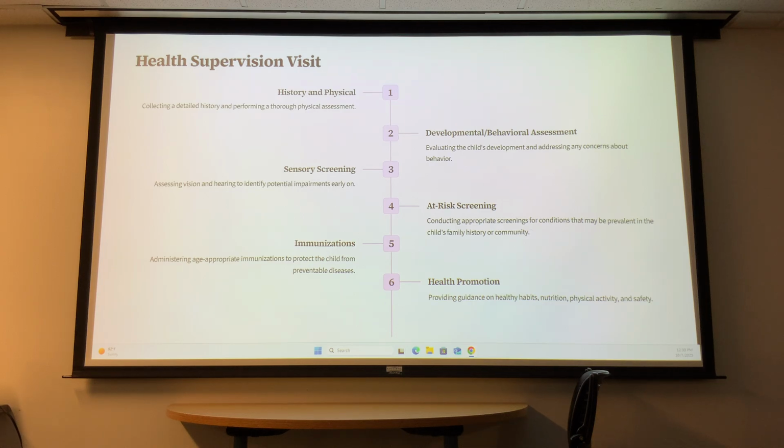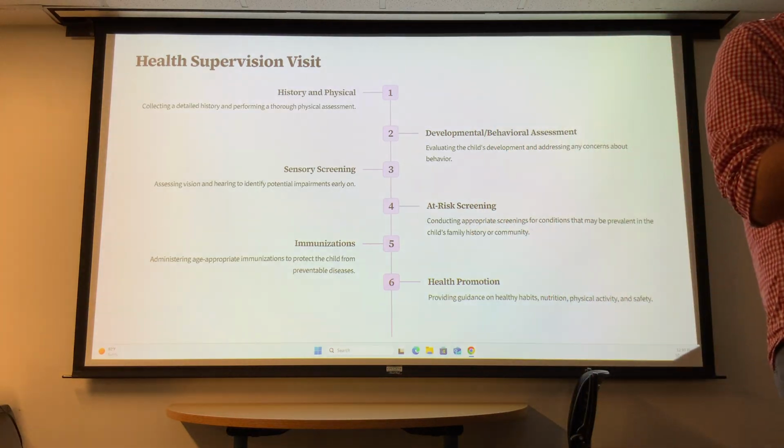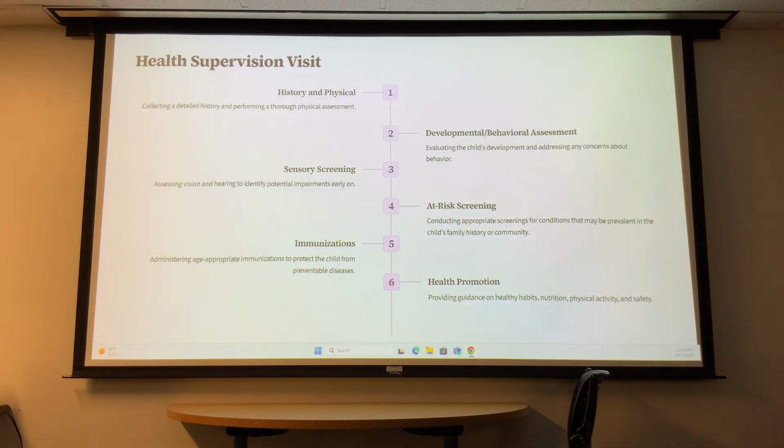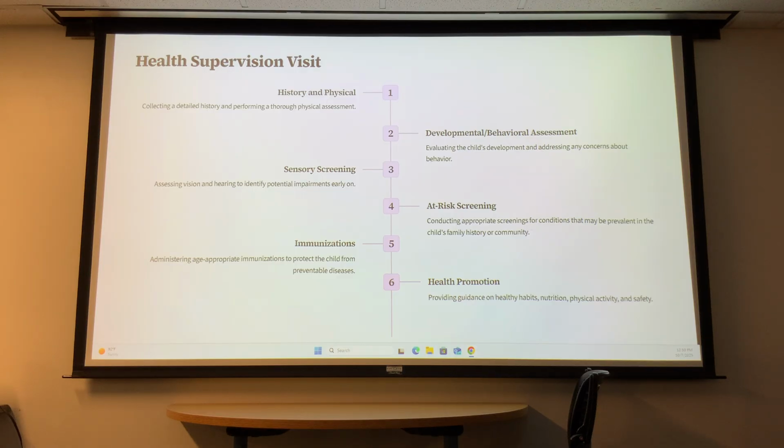And then following that with immunizations, okay? We'll go over the immunization chart. I'll show you what I want you to know about that. We will utilize that, okay? And then finishing it with health promotion. So again, reiterating healthy habits, healthy activity, healthy eating, right?